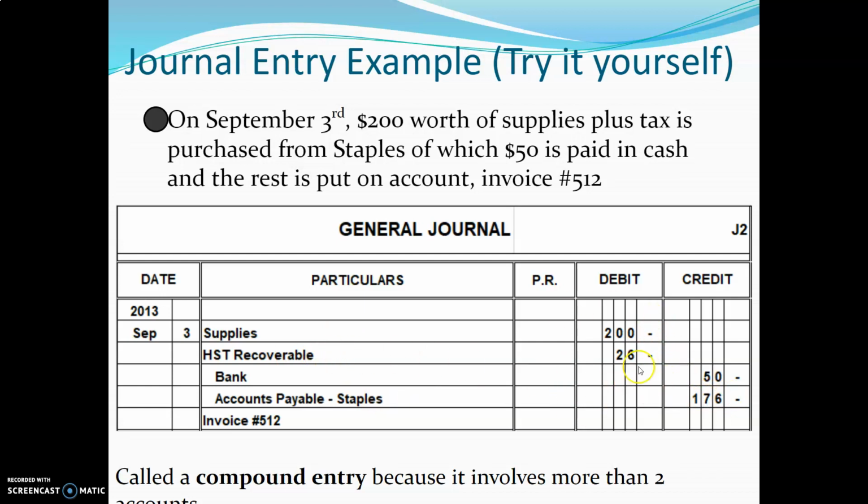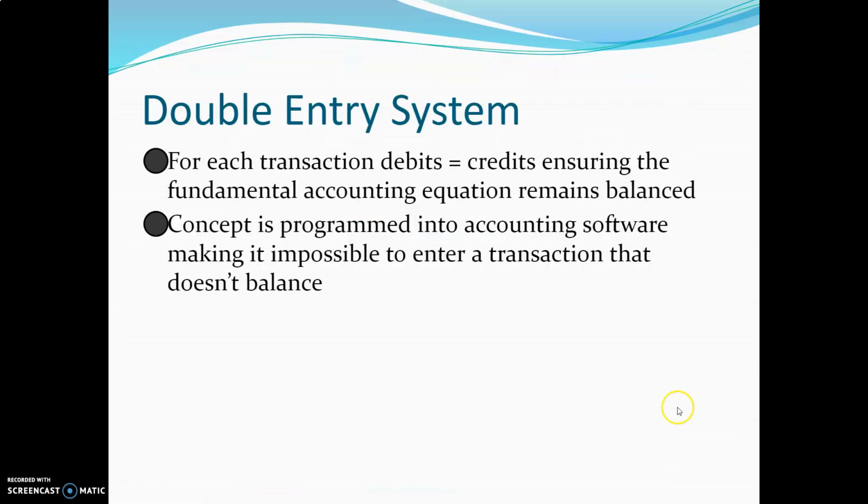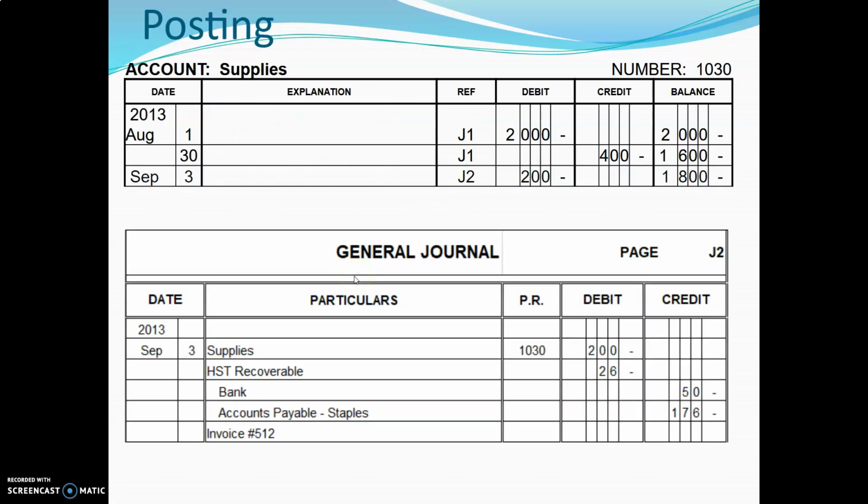You want to make sure that whatever numbers add up on the left side are going to be equal to the numbers that add up on the right side. That's the double entry system of accounting. For each transaction, the debits must be equal to the credits, ensuring that the fundamental accounting equation remains balanced. It's usually programmed into the software, and it won't let you complete the transaction unless those debits and credits are in fact working out properly, that they are equal.